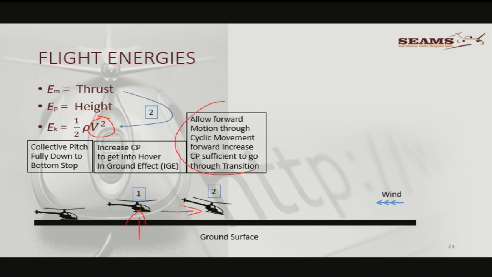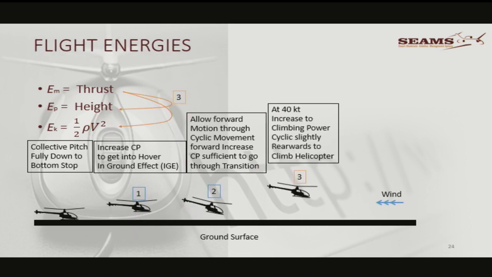Allowed forward motion through the cyclic movement forward, increase the CP slightly to go through transition. And now, once we have got the speed, we want to maintain the speed and we want to climb up. At 40 knots increase to climbing power, cyclic slightly rearwards to climb the helicopter.